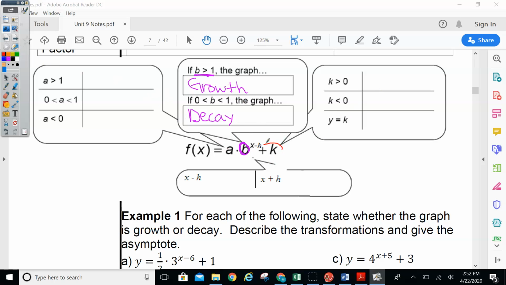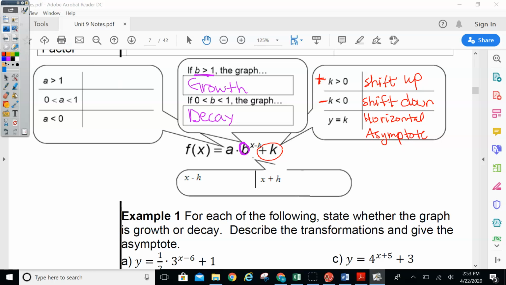So the k will be a number added to the outside, and this shifts it up or down. For a positive k greater than 0, it's going to shift up k units. For a negative number less than 0, it's going to shift down k units. And this number out here is going to give us our horizontal asymptote. Whatever this number is, that's where it's going to flatline. The graph is going to flatten out and approach that line.